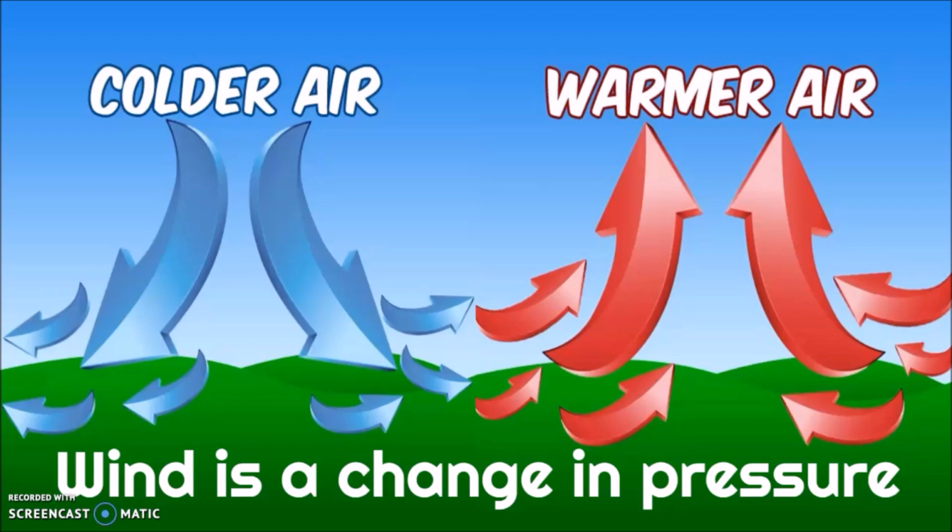Wind is a change in air pressure. Colder air is going to be heavier and going to fall towards the earth. This is going to create higher pressure on the earth. Warm air is lighter and going to rise up, which means that there's not as much air pushing on the earth. This is called lower pressure.